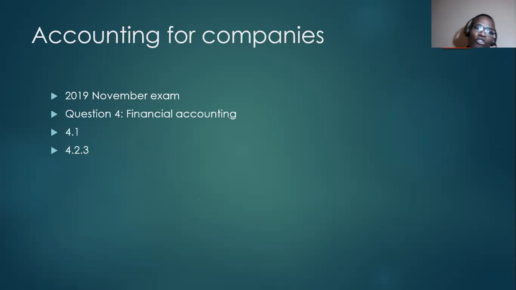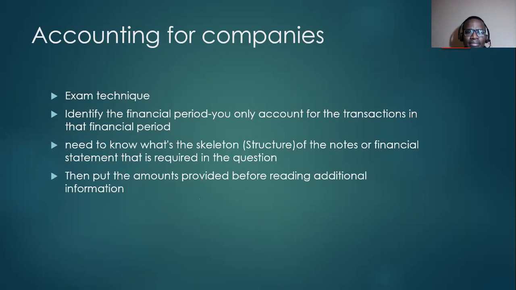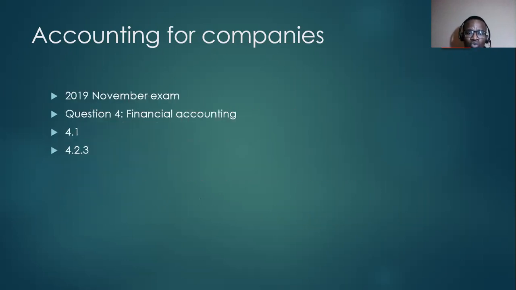Then in the next video, we're going to do past exam papers to test ourselves if we did understand all the concepts that you've done so far. Then the question paper that we're going to do is going to be your 2019 November exam, Department of Basic Education. We're going to do question 4, financial accounting, question 4.1, 4.2, 4.2.3, right? Then we covered that one in the next video. Thank you.